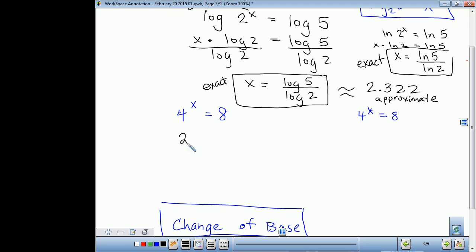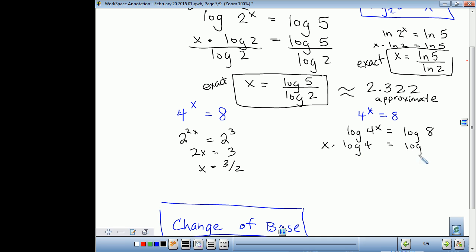All right, so we already knew how to do problems like this, right? Okay, we can do it the same way. If we did log of 4 to the x equals log of 8, so this is x times log of 4 equals log of 8, divide by log of 4. Is it log of 4 over log 8? Or log 8 over log 4?